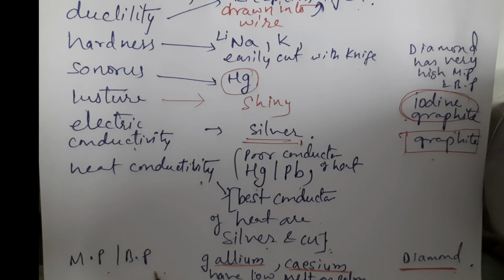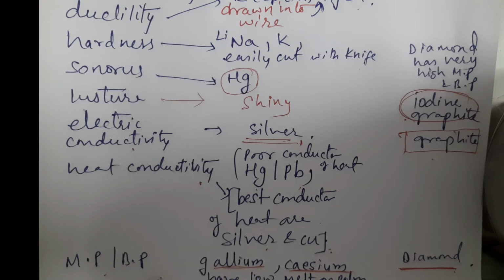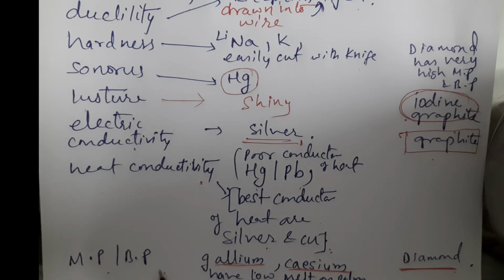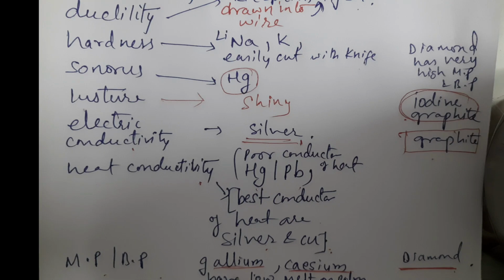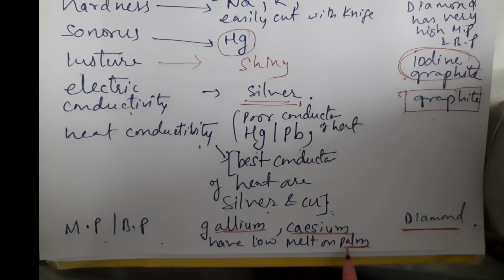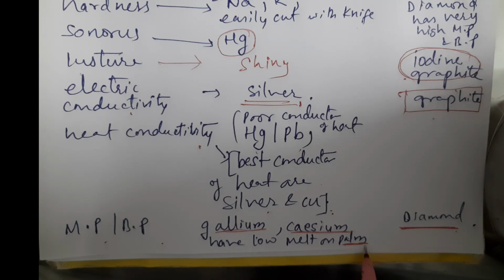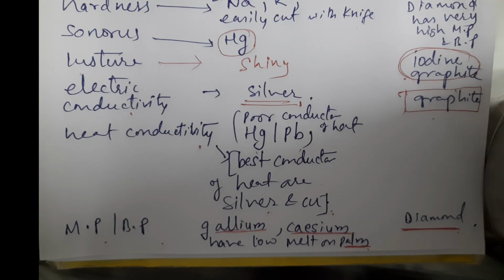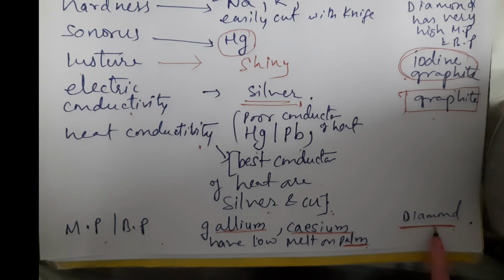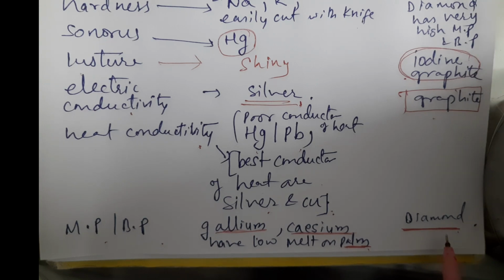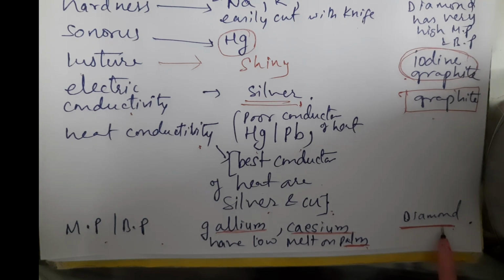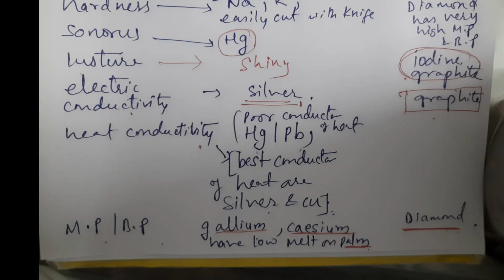Melting and boiling point. Metals have high melting and boiling points. But there are a few exceptional cases like gallium and cesium. Gallium and cesium are metals which have a low melting point. They even melt if kept on the palm. Whereas non-metals have low melting and boiling points, but diamond is the only non-metal which has a high melting point.